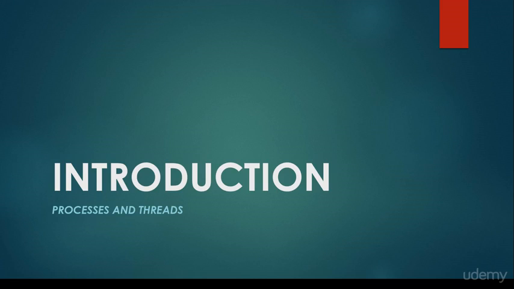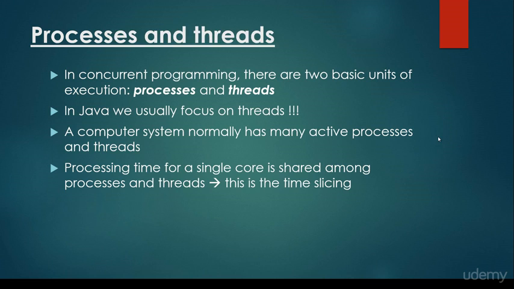Hi, in this video we are going to talk about the main differences between processes and threads. So, let's get started. It's quite important that in concurrent programming there are two basic units of execution, processes and threads. In Java we usually focus on threads.